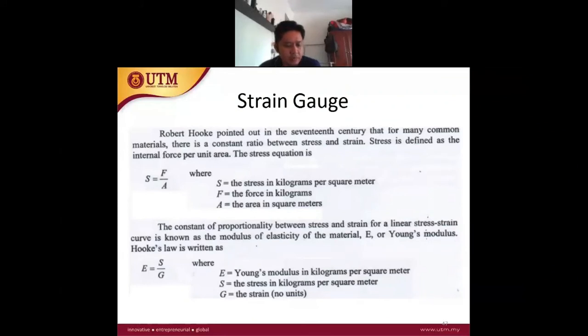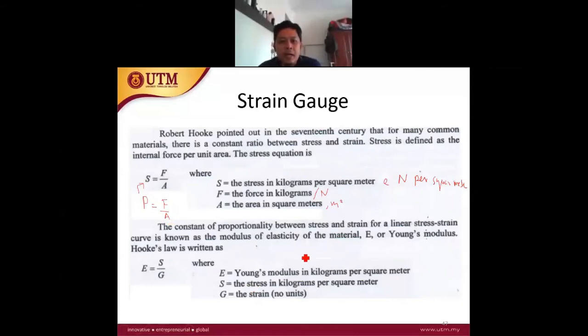Next, we need to know the stress. Mechanical stress S is equivalent to force divided by the area. The stress is in kilogram per square meter, or sometimes in Newton per square meter. The force can be in kilogram or Newton. Area is in meter square. So stress has the same equation as pressure, P equals F over A. Same.